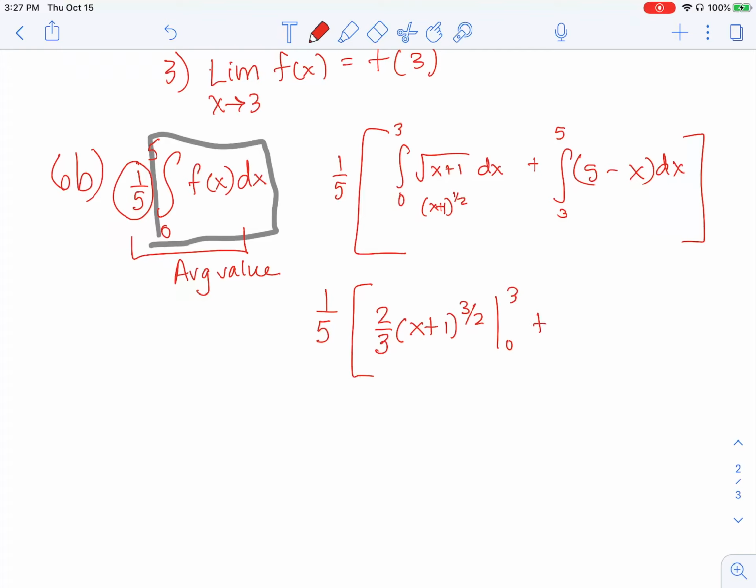I saw very few people with this work here. So either you're doing photo math or some crazy stuff, like, yes, again, divine intervention. So I need to see that antiderivative of 5x minus 1/2 x squared evaluated from 3 to 5. A lot of people were missing that step, and so I was not awarding credit.